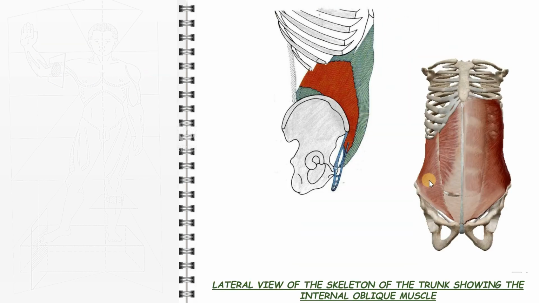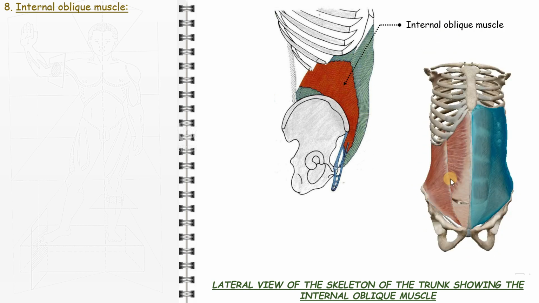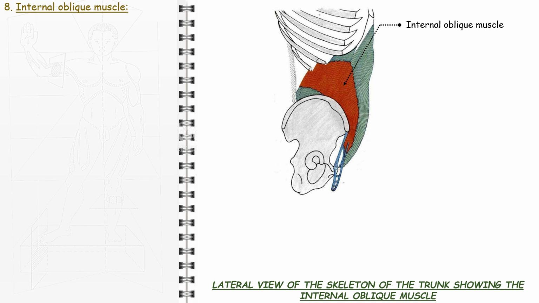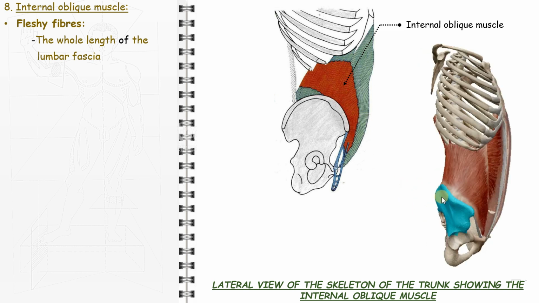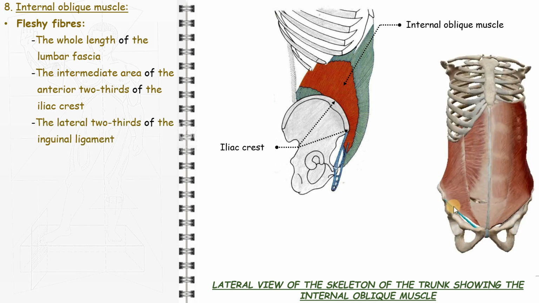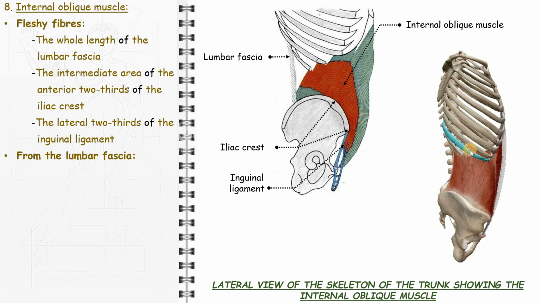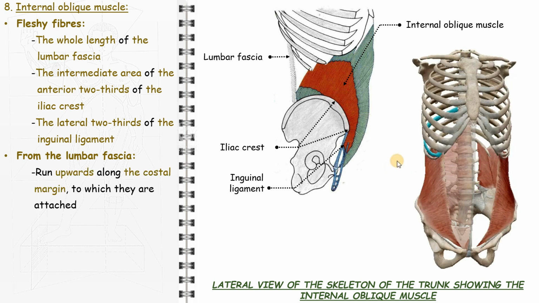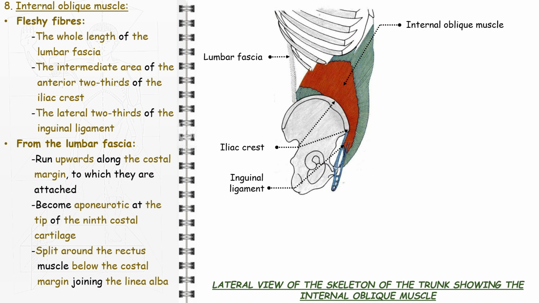The internal oblique muscle lies on the internal surface of the external oblique muscle and is attached, by fleshy fibers, to the whole length of the lumbar fascia, to the intermediate area of the anterior 2/3 of the iliac crest and to the lateral 2/3 of the inguinal ligament. The fibers from the lumbar fascia run upwards along the costal margin, to which they are attached, and become aponeurotic at the tip of the 9th costal cartilage. They split around the rectus muscle below the costal margin, joining the linea alba.